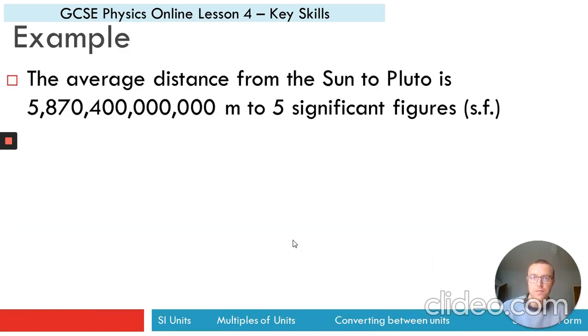The average distance from the Sun to Pluto. Pluto is the dwarf planet, which used to be a planet when I was small, but it's recently been knocked down to a dwarf planet. They don't call it a planet anymore. The average distance from the Sun to Pluto is 5,870,400,000,000 meters to 5 significant figures.